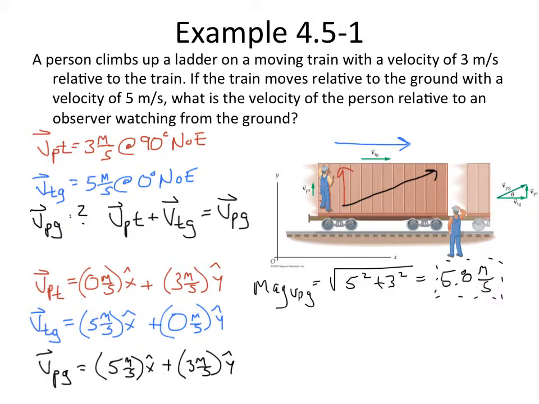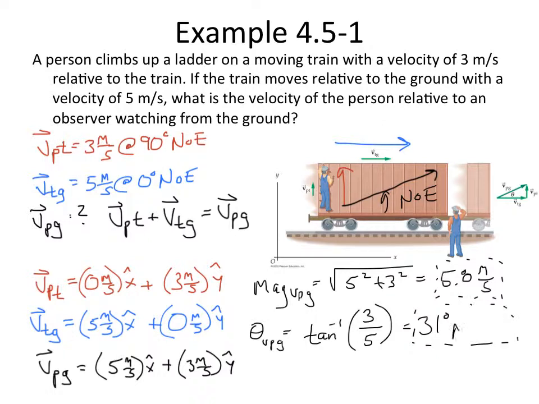At what angle right here? Well, the angle of the vector of the velocity of the person to the ground is going to be the inverse tangent of what over what? It's going to be the y over the x, the 3 over the 5. So the inverse tangent of 3 over 5, I get 30.9, I'll say 31 degrees. 31 degrees what? Well, that's north of east right there. 31 degrees north of east.